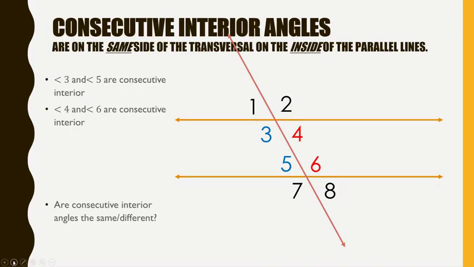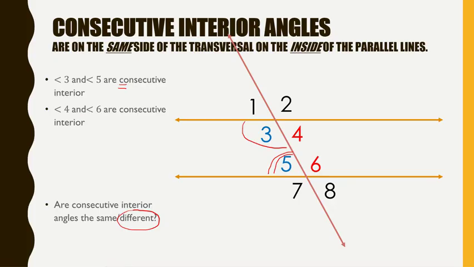Okay, consecutive interior. So let's look at this consecutive. There's that little prefix, co, which means with. So we're going to say with the same side. That's how I'm going to think of it. With the same side. So let's look at 3. Now look at this one. This is an obtuse angle. This one is an acute angle. So are consecutive angles the same? No, they are different.